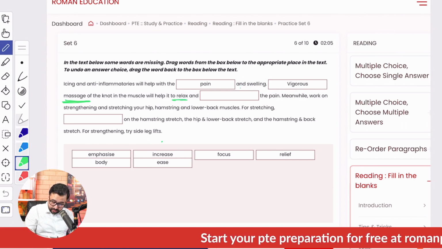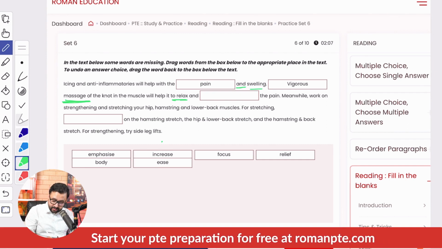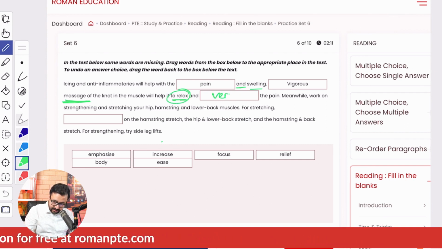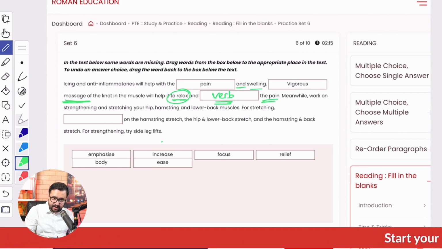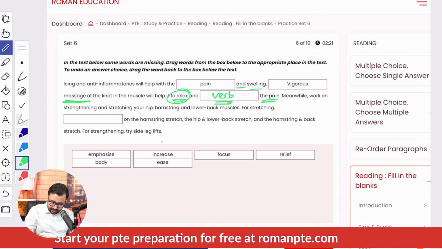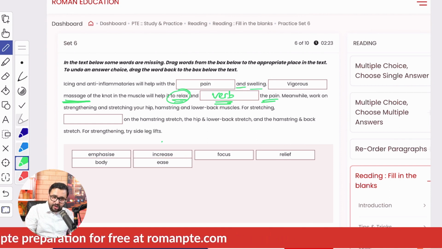So I have already told you to always connect similar words. Means if it is relax, which is a verb, you are looking for a verb here. To relax and something, the pain, that means most likely to decrease the pain, because relax is a positive thing that is happening with the massage, means the next positive thing will be to reduce the pain.